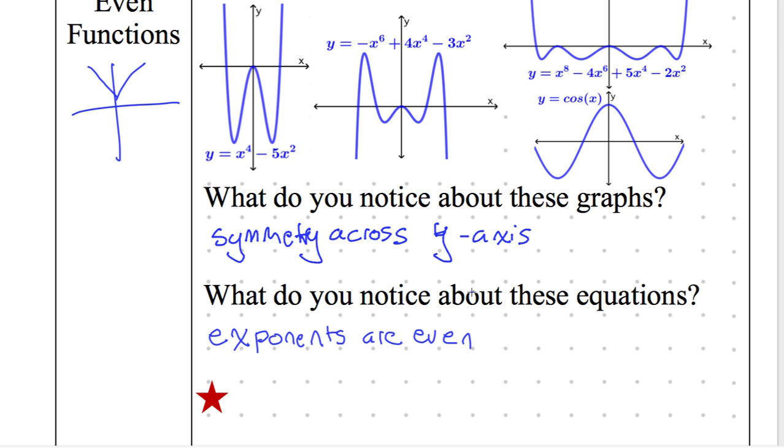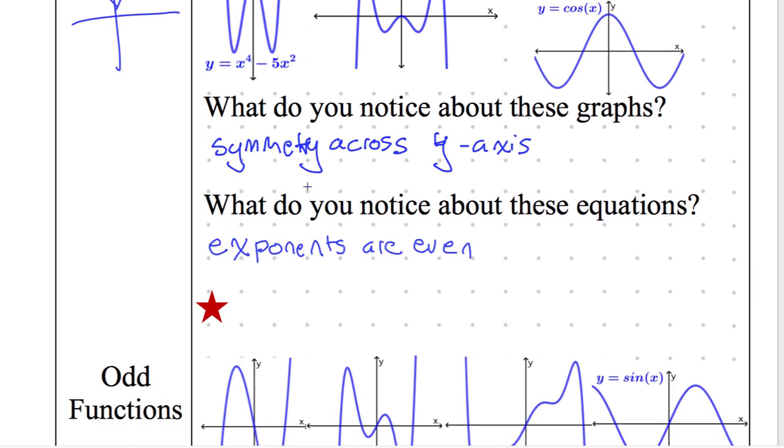All right. So this is what I want to say about even functions. Technically, I don't want to rewrite those two, so let's just give those their own stars. Symmetry across the y-axis. Exponents are even. There's two other things that I want to write down in the star down here, which is this. f of x is equal to f of negative x.